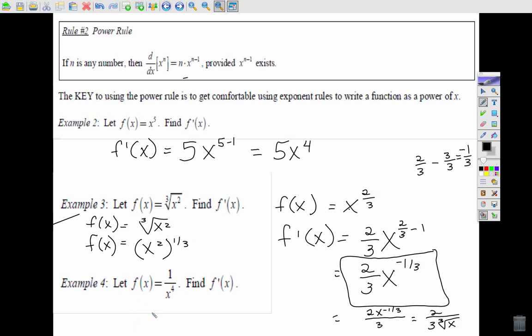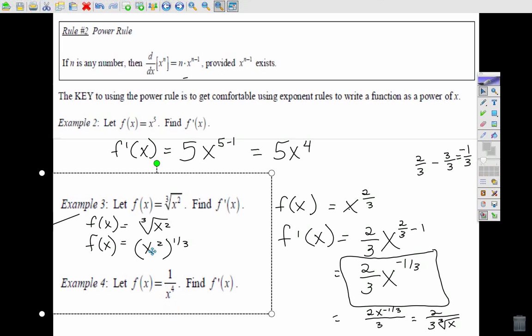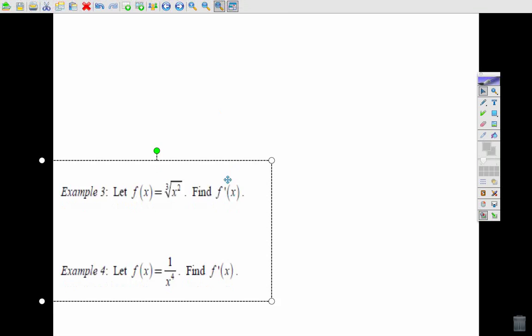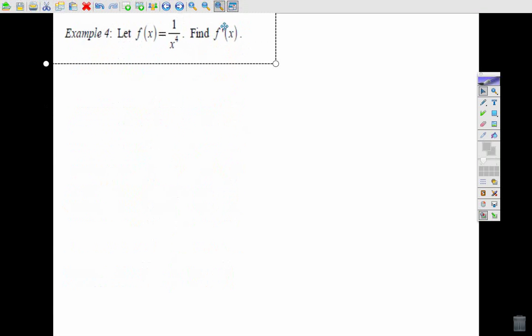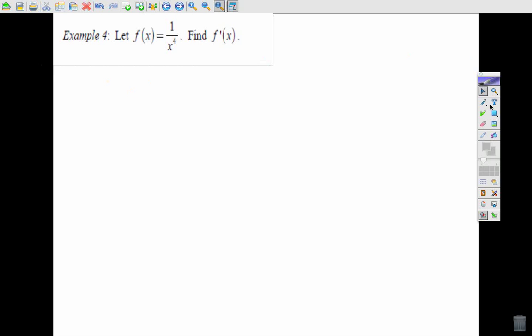Let's look at example 4 here. Example 4 says, let f of x equals 1 over x to the 4th. Find f prime of x. Okay, I'm going to run out of room here. Let me see if I can just real quickly grab this. Copy, new page, paste. Oh, I did it. Yay. All right, there's some extra room. Here we go. Let f of x equals 1 over x to the 4th. Find f prime of x.